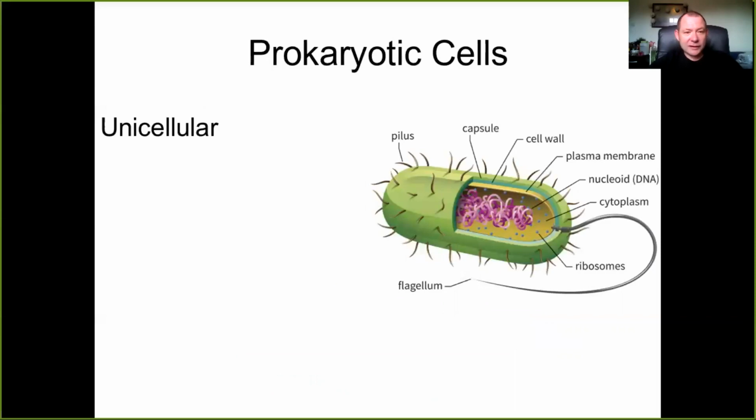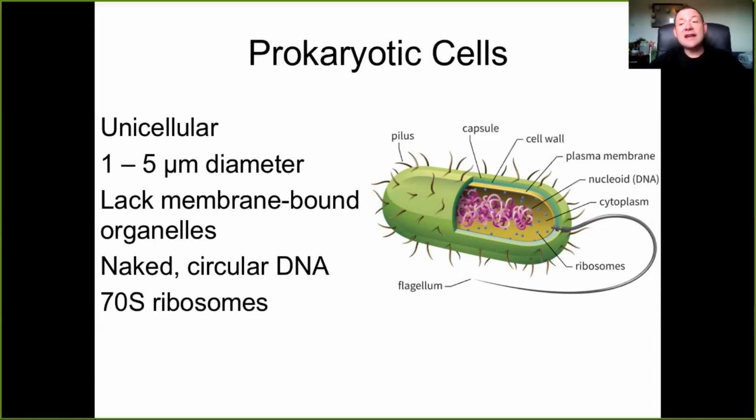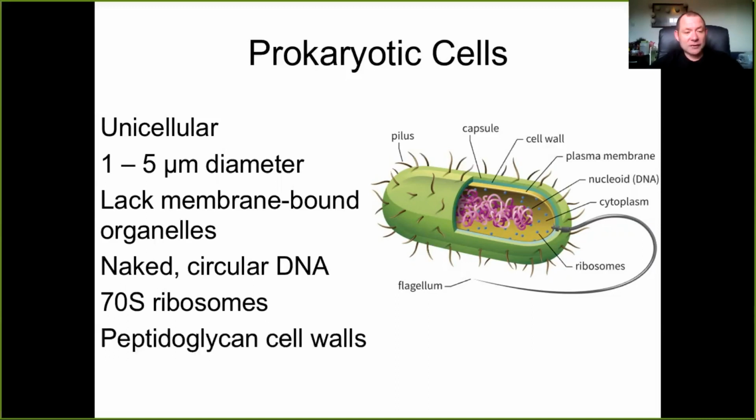Here, once again, is a prokaryotic cell. Unicellular, 1 to 5 micrometers in diameter. They lack membrane-bound organelles, so no rough ER, no smooth ER, no mitochondria, no chloroplast, no Golgi apparatus. They have a naked circular piece of DNA within them called a nucleoid. And they have 70S ribosomes, just like the mitochondria and the chloroplast. They have a cell wall, but it's made of peptidoglycan, not cellulose.